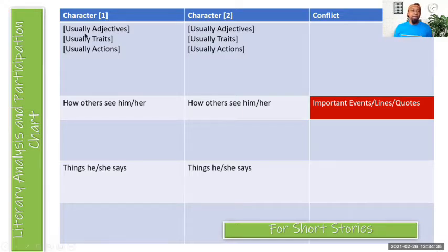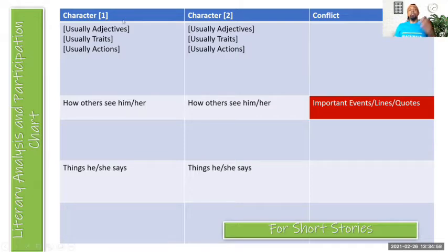And I break them down by character 1. You look for the adjectives that describe the characters. And you don't even have to find it in the story. You're actually inferring it from the story. So you're looking for adjectives, traits, the actions of the character. What does he or she say? How do people look at them?